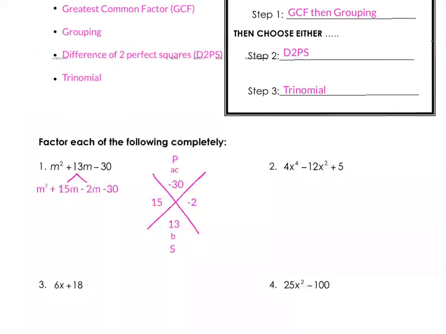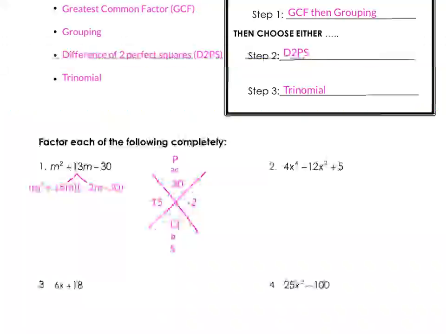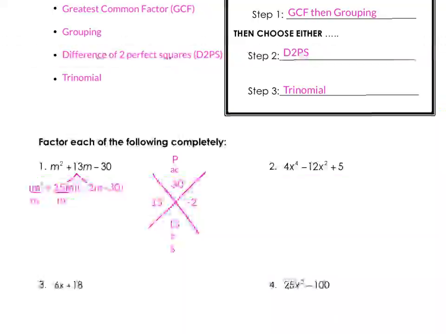Now that I have my four terms, I'm set up to do factor by grouping, which means group the first two, group the second two. And then we look for a GCF in both. The greatest common factor in the first two, with the m squared and the 15m, the GCF there would be m. So then in the next line, I'm going to bring that m out front, and then I'm going to put my leftovers in parentheses, which would be the m plus 15.